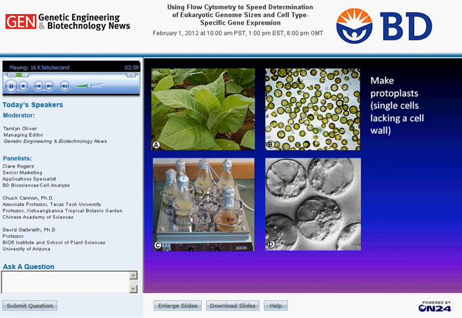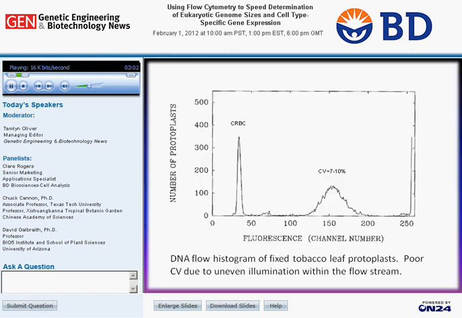If you go to the next slide, you'll see a DNA flow histogram in which we've taken some tobacco leaf protoplasts, the single cells, fixed them, stained them with a DNA fluorochrome and run them through a flow cytometer. You see a rather broad peak around channel 150, which is representative of the fluorescence produced by the fixed tobacco protoplasts. The DNA content of these is about 3 or 4 times that of chicken red blood cells, which you can also see in this histogram. But the important thing is that the CV of the peak is rather poor, 7 to 10%. The reason is that the protoplast is rather large, about 40 microns in diameter, and this means it's illuminated unevenly within the flow stream.